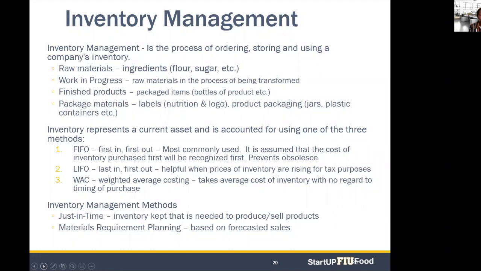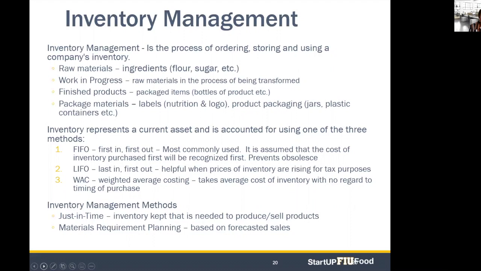Keep in mind, as we mentioned before, inventory is a balance sheet item, right? So it represents a current asset and is accounted for using one of the three methods. So you have FIFO, LIFO, or your weighted average costing. And again, this is a crash course on these things. But FIFO is what it stands for, first in, first out. So that's most commonly used, right?